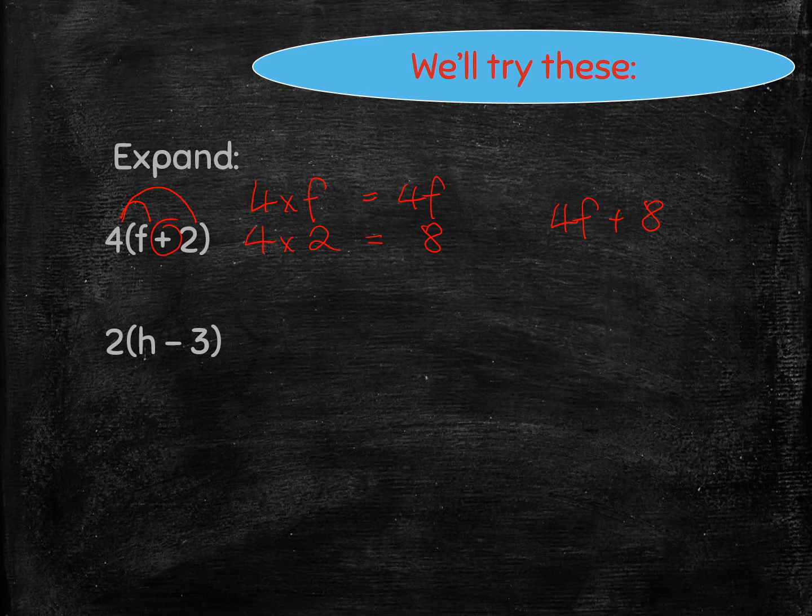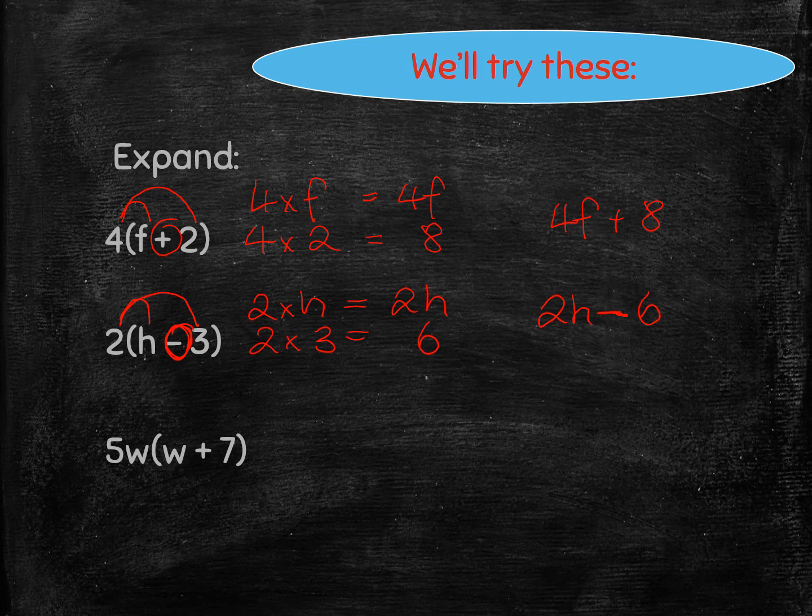Let's look at another example, slightly different because there's a minus in between. We can deal with that at the end. So again, at the beginning, we've got 2 times h equals 2h, and 2 times 3 equals 6. So we've got 2h and 6. However, because of that minus in the middle there, we're going to put minus in the middle there as well.